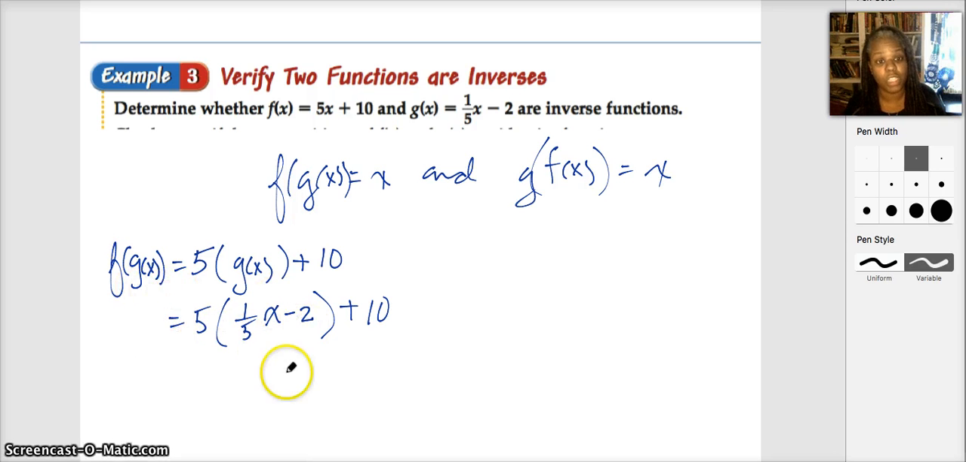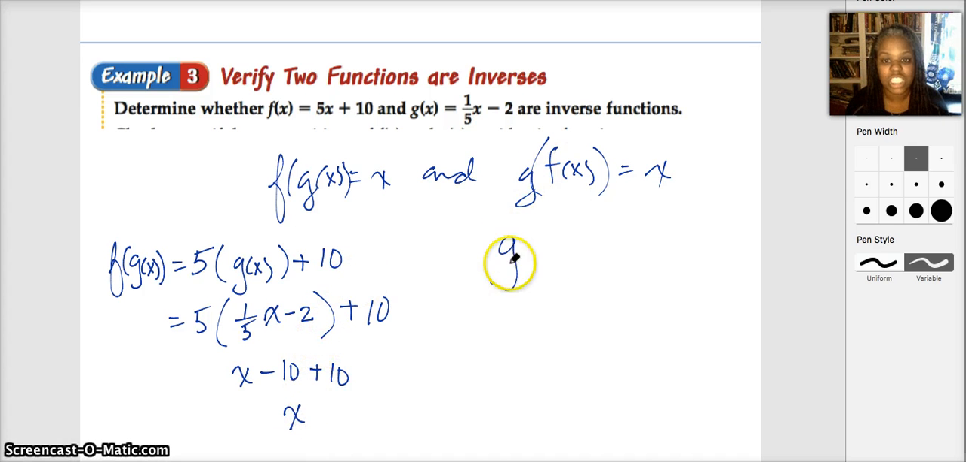Now I'm going to do my distributive property. When I do that, I get x minus 10. You get that? 5 times 1/5 is just 1, or 1x, and then 5 times that -2 is that -10, plus 10 is going to give me x. So far, so good. Let's see if it works the other way.